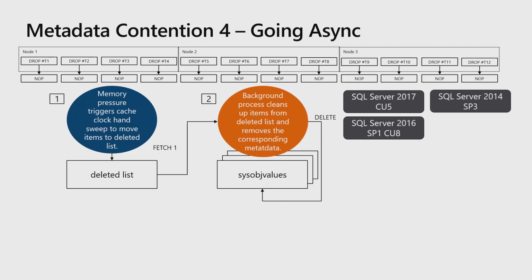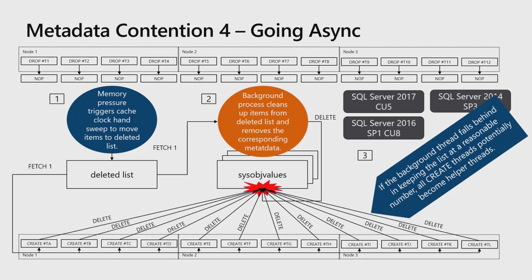This background process fetches one item from the deleted list and then removes the corresponding metadata. It could potentially be deleting hundreds of rows from about the 12 different system tables. So I take one temp table off the deleted list, and then this background process deletes the metadata from the system tables. Then we started getting contention on the delete, because with a super busy workload with temp tables and a lot of active threads, a single background thread is not going to keep up. So we enlist helper threads.